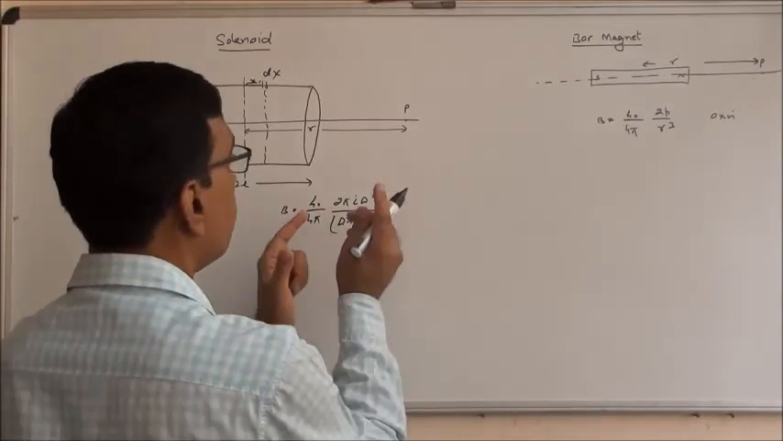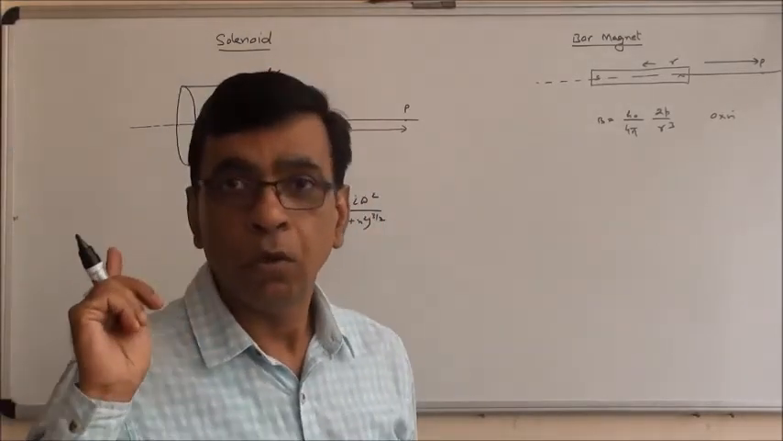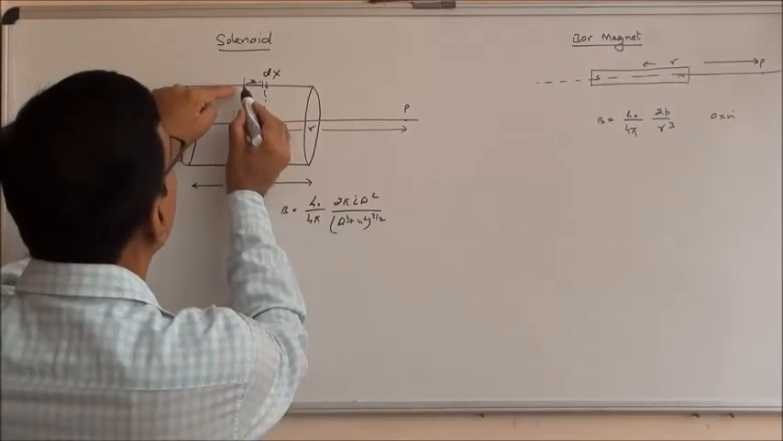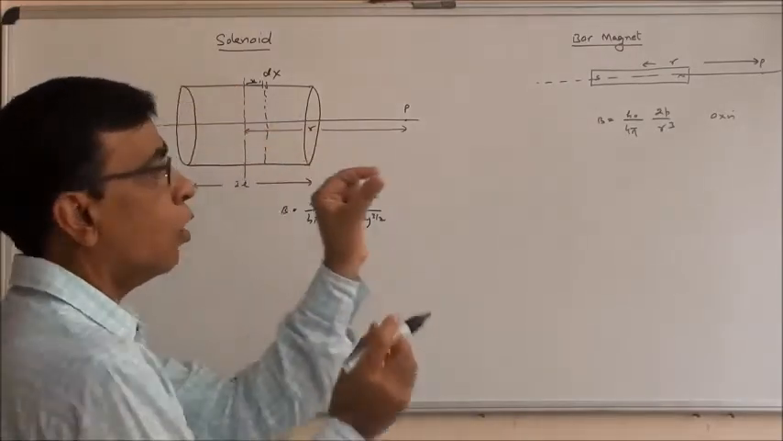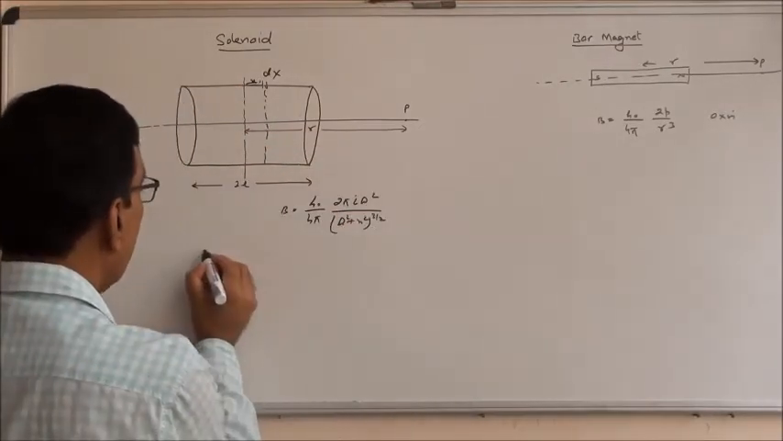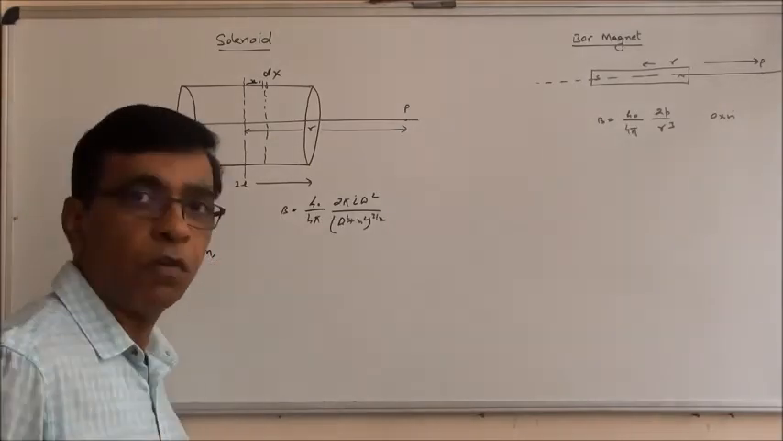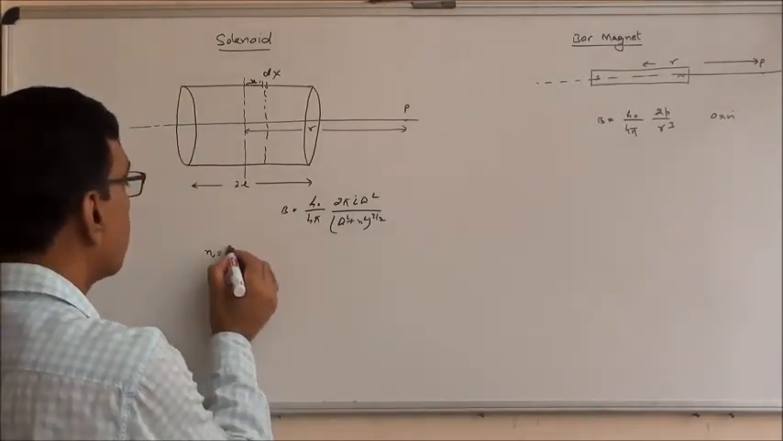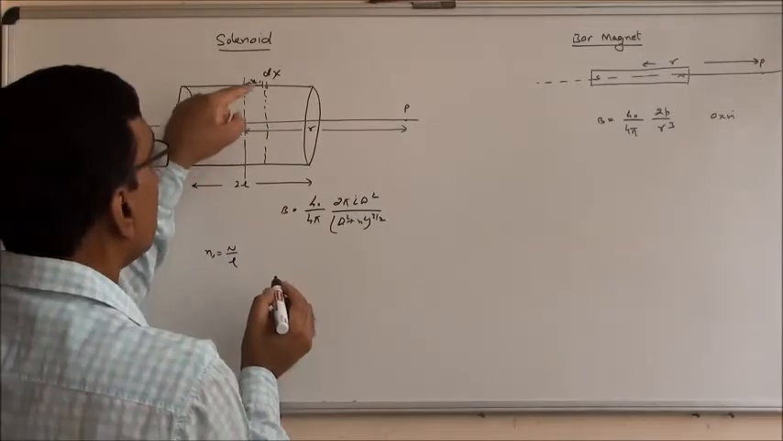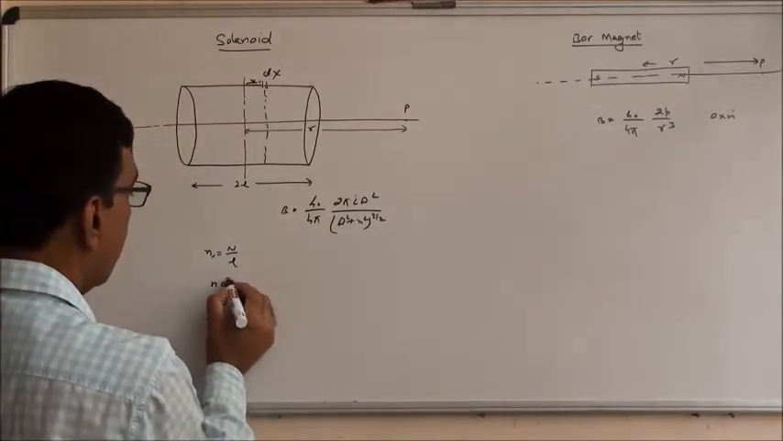Okay, so this is the field produced by one loop. I have taken it at distance x, with width dx. So if n is the number of turns per unit length, how many turns will be there in this? n dx.